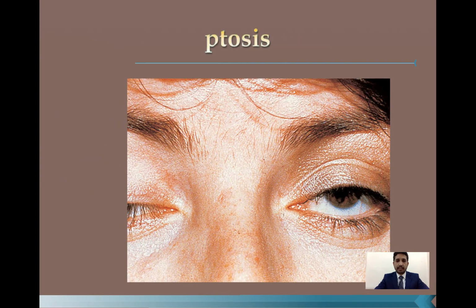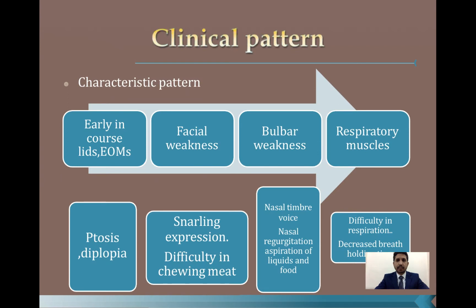This is an example of weakness that is produced in myasthenia gravis, and one of the classical presentations of myasthenia is ptosis. The characteristic pattern of this disease is that initially it involves the eyelids and extraocular muscles, which manifests itself in the form of ptosis and diplopia. Then progressively it involves facial muscles, which results in difficulty in chewing, and then bulbar weakness, which results in nasal regurgitation of food and liquids and nasal voice.